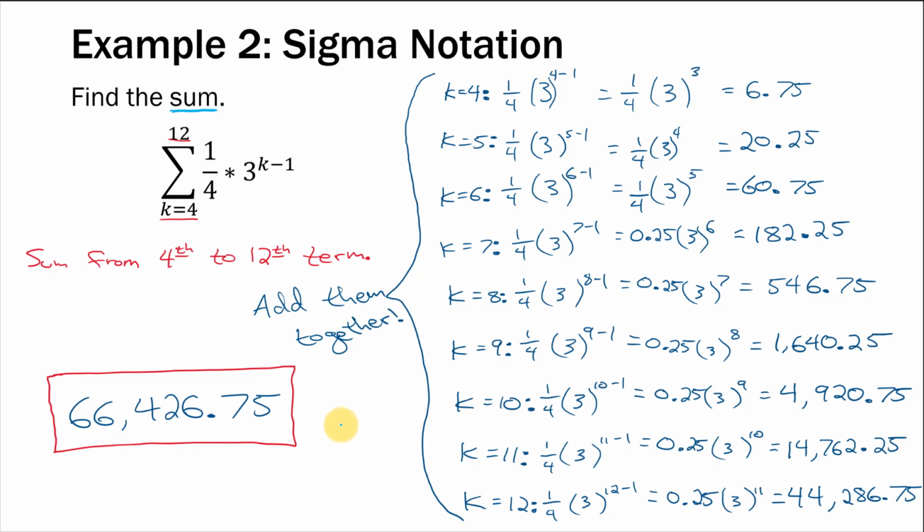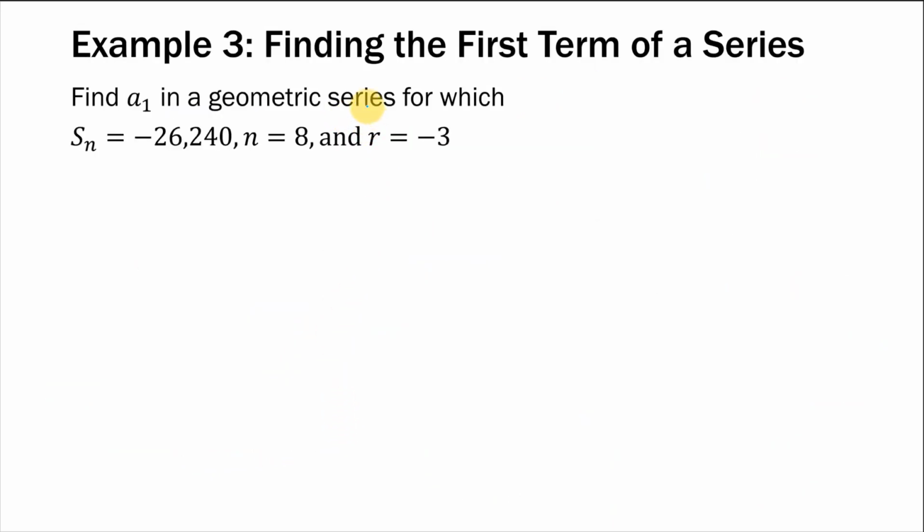Okay, last example here. We're going to find the first term of a series. Okay, so we're finding a sub 1, that's our first term, in a geometric series for which we have the given information. Okay, the sum, s sub n, is equal to negative 26,240 when n is equal to 8 and r is equal to negative 3. So we're going to go ahead and use one of our formulas here. So I've got s sub n, that's our sum, is equal to a sub 1 minus a sub 1 times r raised to the n, all over 1 minus r.